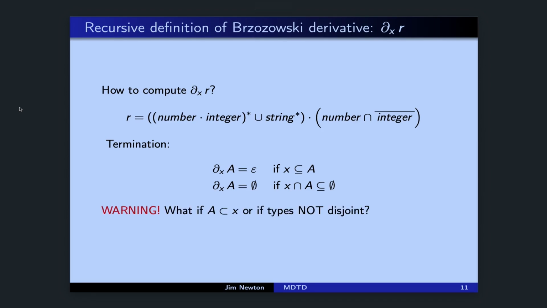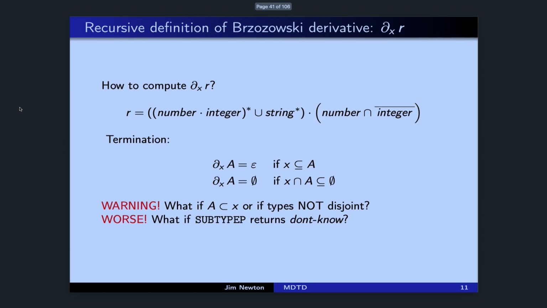But sometimes A might be a proper subtype of X, which means that we haven't done our work correctly. We haven't partitioned the types in a way that this relation holds. Or the worst thing that can be is we constructed types, but in the end, subtypep can't tell us yes or no, is the subtype relation valid.